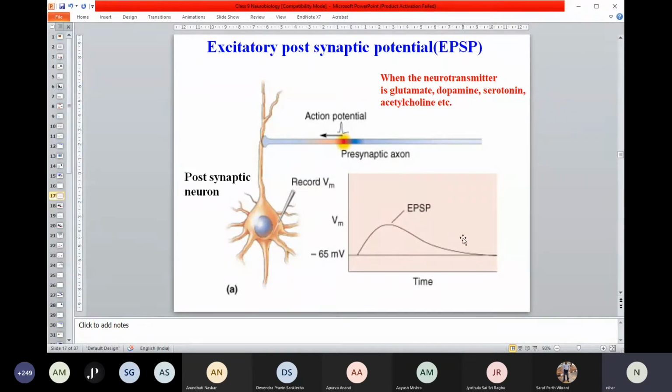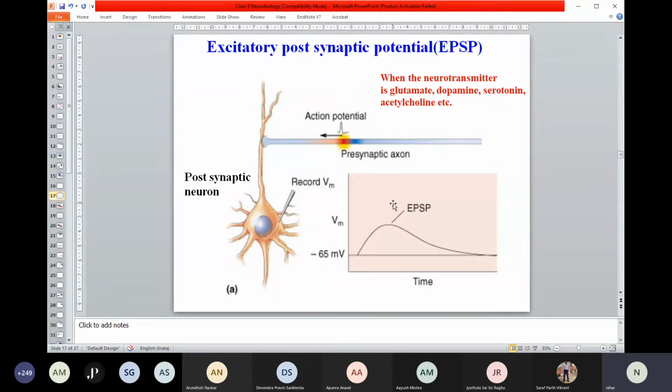So you can see the generation of this. It can be graded depending on how strong the action potential is, or how frequently they are coming. Depending on that, how much neurotransmitter will be released. Depending on that, your EPSP magnitude will depend. So the EPSP magnitude you see here depends on how much neurotransmitter is released at the end. If there is a low amount of neurotransmitter, it could be low. If there is more neurotransmitter, it could be higher.